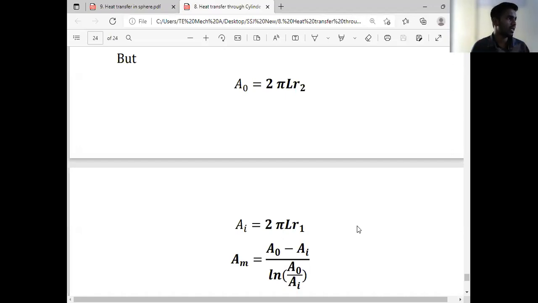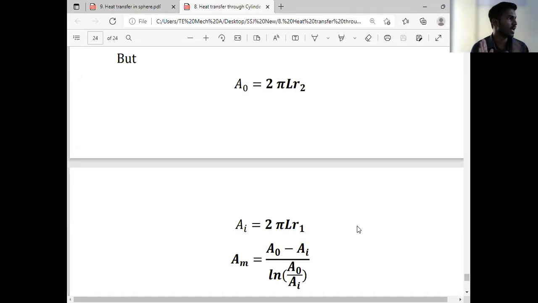ओके, and that cylinder having radius is R2, radius is R1. ओके, त्याच थिकनेसचा आपण प्लेन वॉल तयार करणार आहे, पण त्याचा एरिया किती पाहिजे? तर तो एरिया AM पाहिजे. म्हणजे तो एरिया आपण कसा कॅल्क्युलेट करणार आहे? AO minus AI divided by ln of AO by AI.